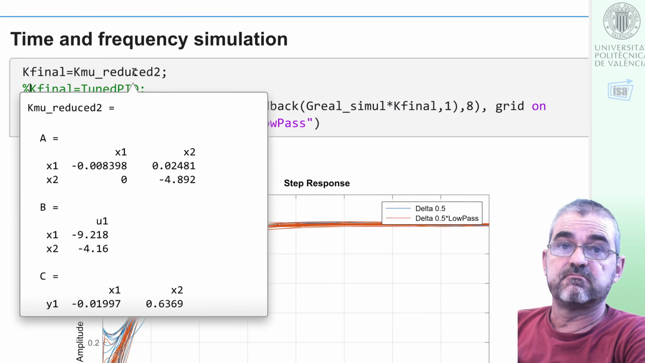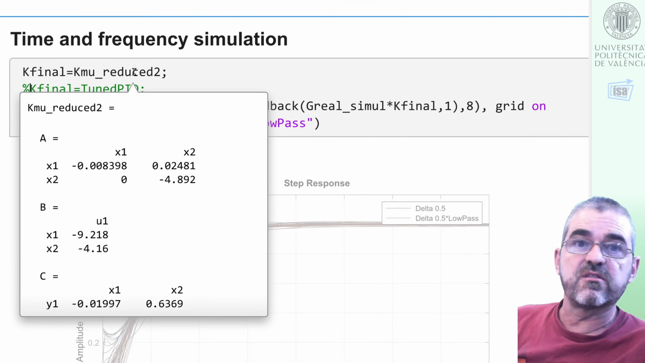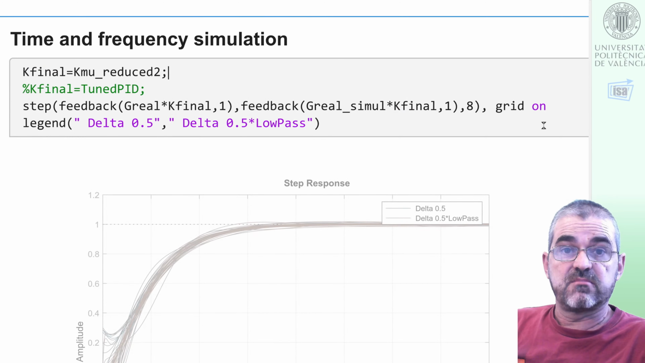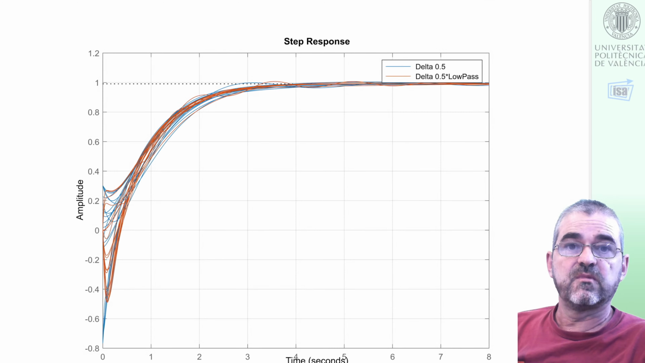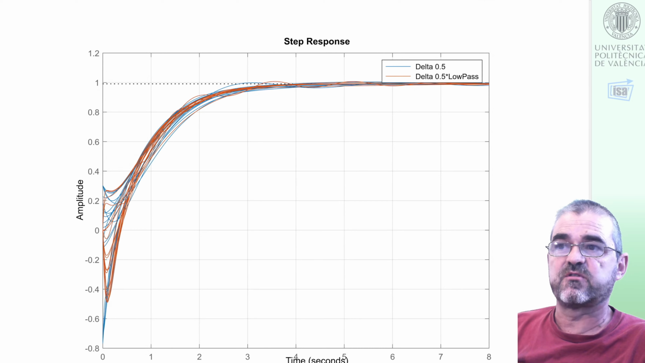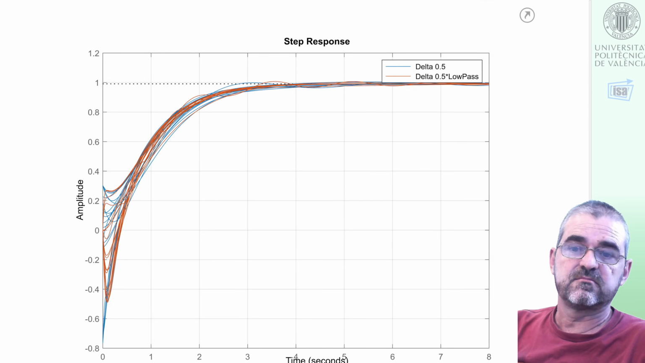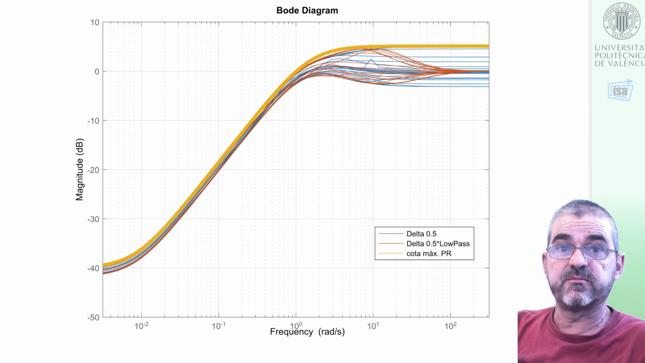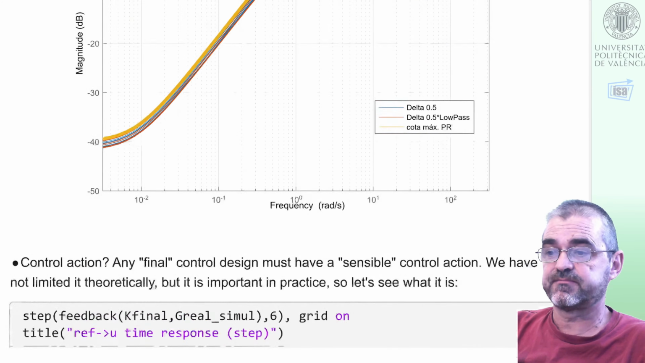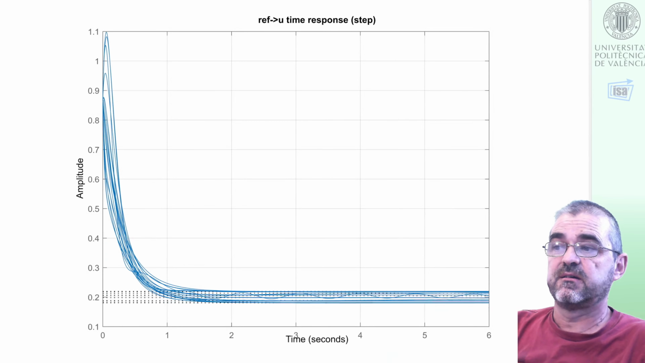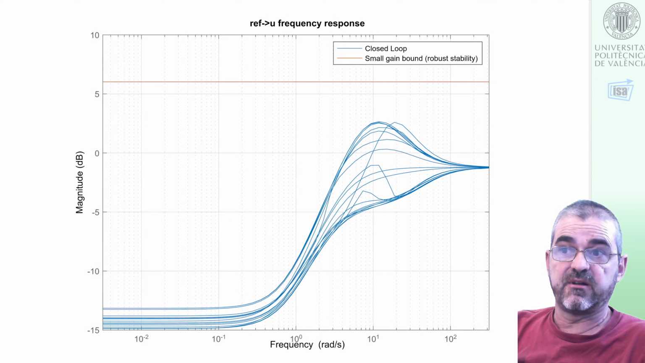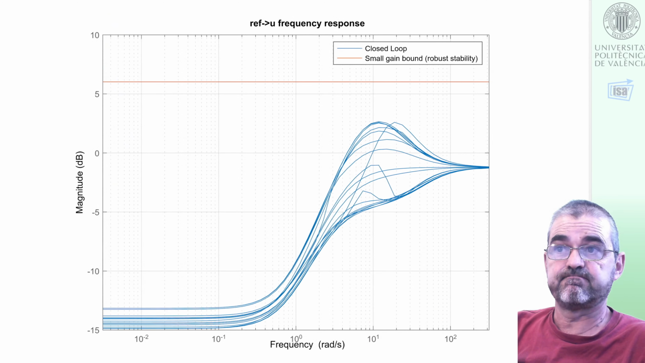If I now execute with the mu synthesis reduced order stuff, I will get basically the same, because the controllers were basically the same. Indeed, nothing too different happens from a practical point of view in time or in frequency domain regarding loop error, and again in time and frequency domain regarding manipulated variable.